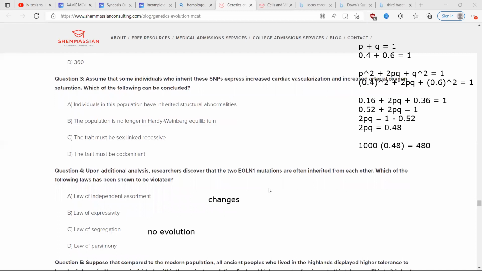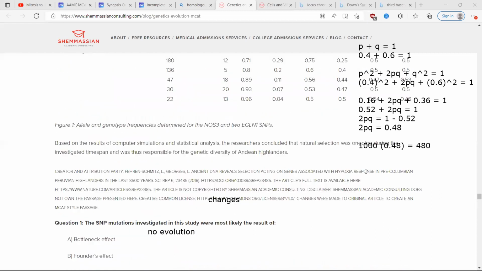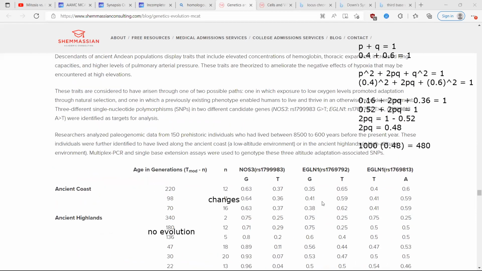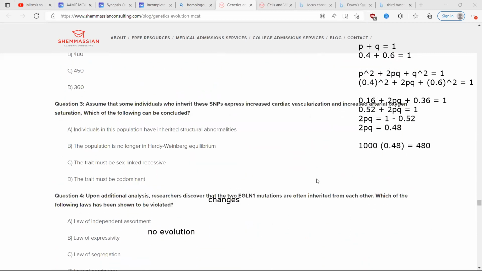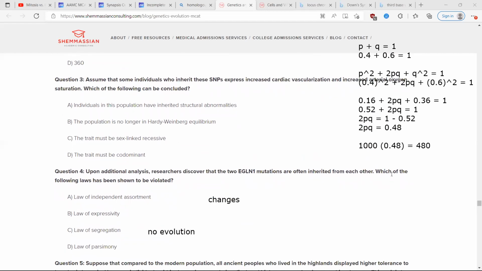upon additional analysis, researchers discover that the two EGLN mutations are often inherited from each other. Which of the following laws has been shown to be violated? So inherited from each other is saying that if you have this mutation, then you end up getting this mutation, right? They end up going the same, right? So which of these laws is saying that mutations are not inherited from each other?